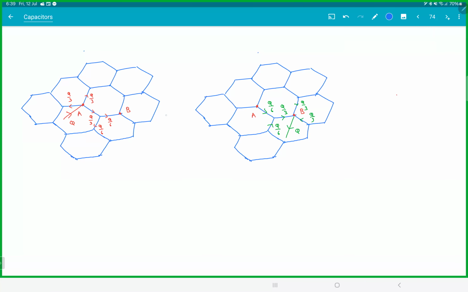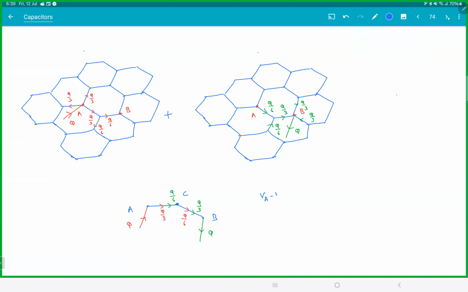Means if I do both at the same time, you will notice from A to B, when you're sending this charge Q here, this guy is sending Q by 3 and this guy is sending Q by 6. And when I send Q from here, this guy is sending Q by 3 and this guy is sending Q by 6. Make sense? And let's call this point C in the middle.